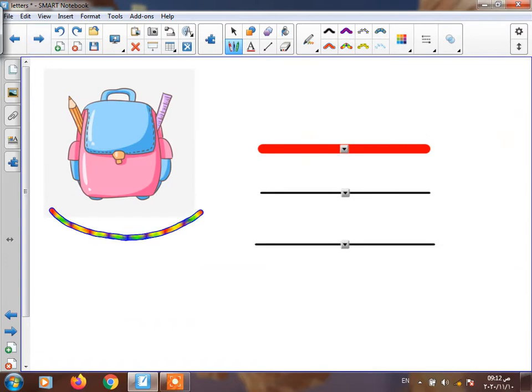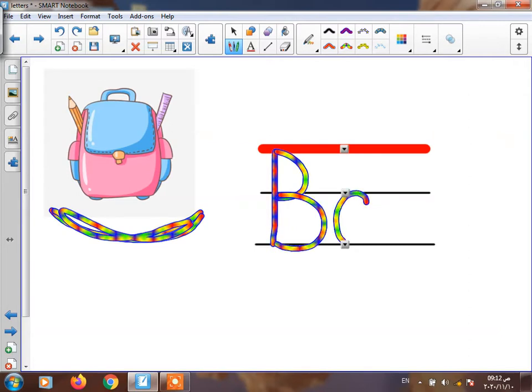What is the word? What is the picture? Yes, it's a bag. It's a bag. How can I write the word bag? Yes. B, A, G. Bag. B, A, G. Bag.